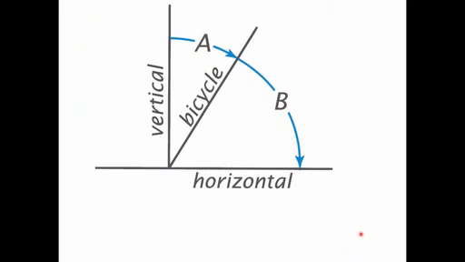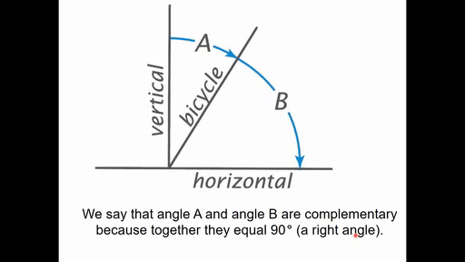So if we just take out the background picture and just have the lines in here, we say that angle A and angle B are complementary because together they equal 90 degrees, a right angle. So we're suggesting that this is a right angle. And then because when you add them together, they equal 90, they're complementary.